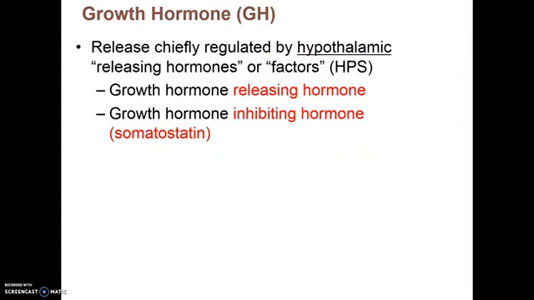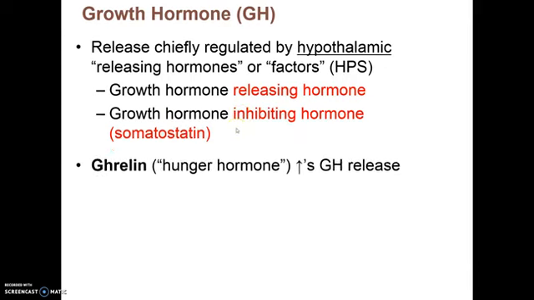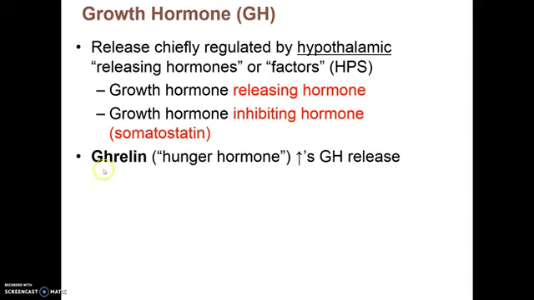Like that. Growth hormone release is chiefly regulated by hypothalamic releasing hormones. So the hypothalamus releases growth hormone releasing hormone or growth hormone inhibiting hormone, which regulates the activity of the anterior pituitary. The hormone ghrelin is a hunger hormone. It is released by the stomach and it increases growth hormone release.